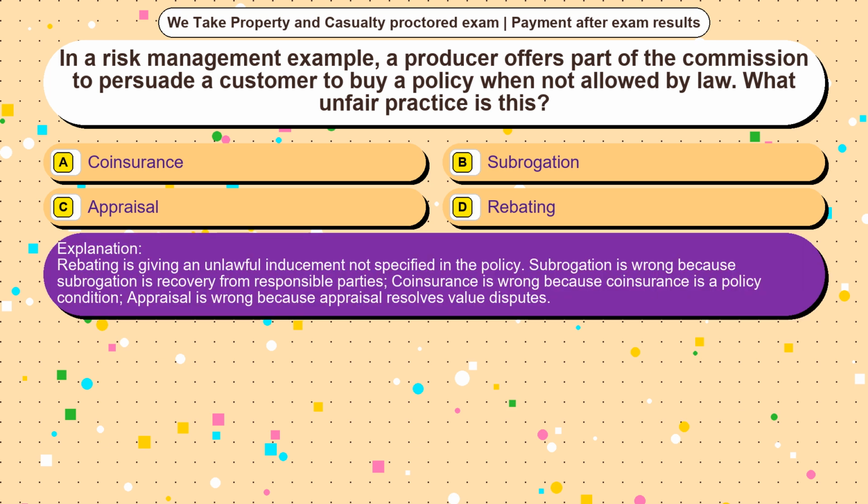Rebating is giving an unlawful inducement not specified in the policy. Subrogation is wrong because subrogation is recovery from responsible parties. Coinsurance is wrong because coinsurance is a policy condition. Appraisal is wrong because appraisal resolves value disputes.